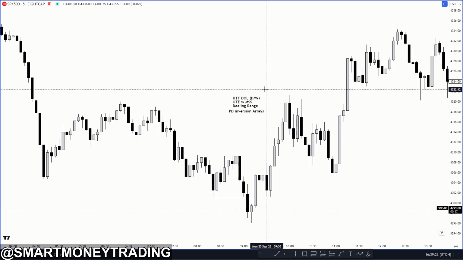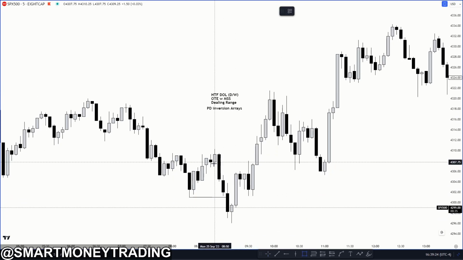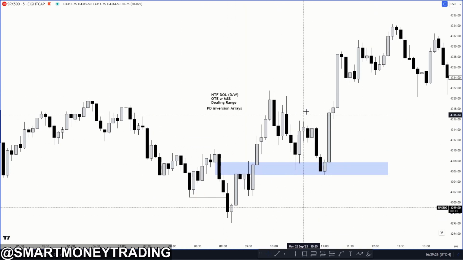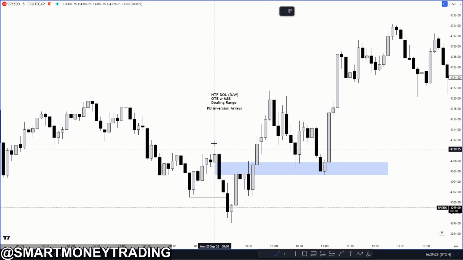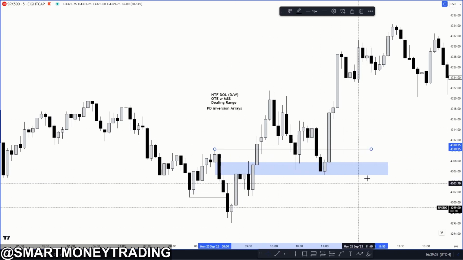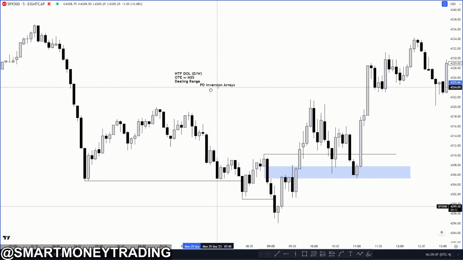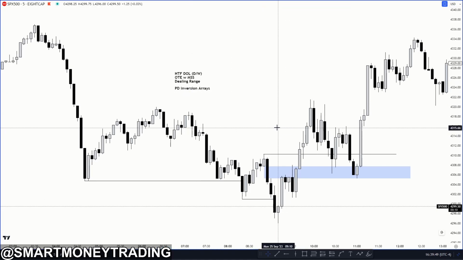Order blocks can become inversion fair value gaps. Don't you see this right here? Inversion fair value gap. It became inversed, and then this right here became inversed and it rallied higher. This would have been a breaker, pretty much. Old highs and old lows can become inversed right here. I'm just explaining it to you very nicely.